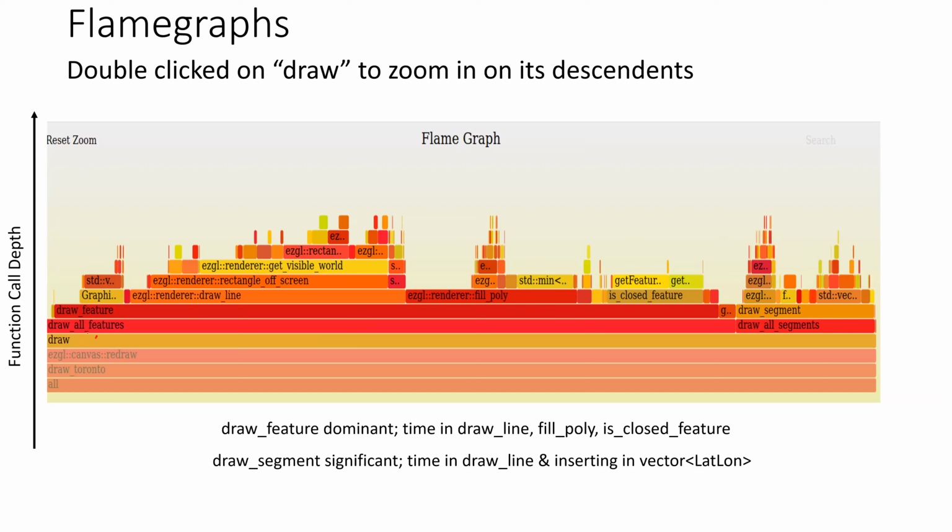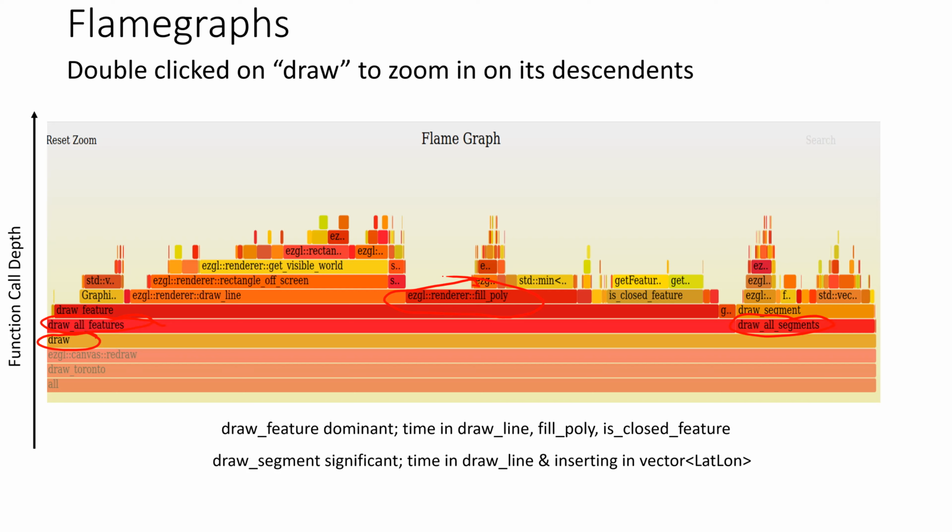Here I've double clicked on draw, and that means that I zoom in on that and all the things that it calls. So this tells me that in my draw routine, most of its time is spent in draw all features, which is the map features. Some is spent in draw the street segments. And I can go, well, where does that go? And this is actually kind of interesting.